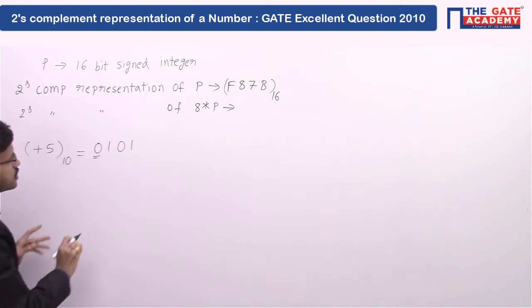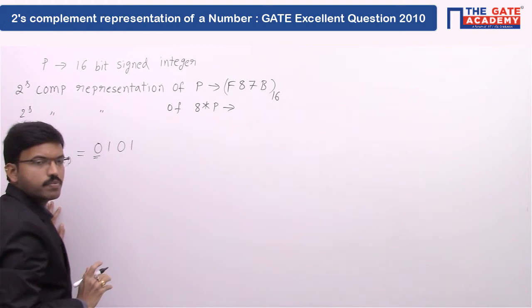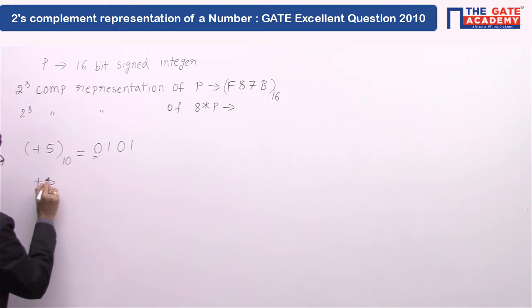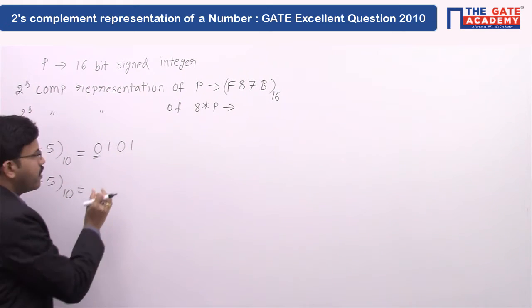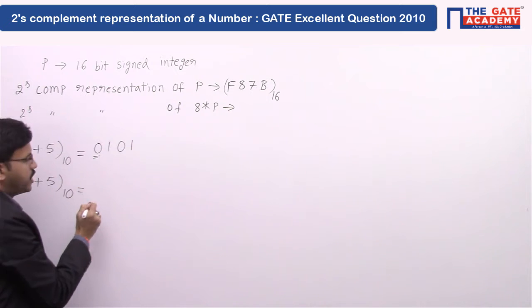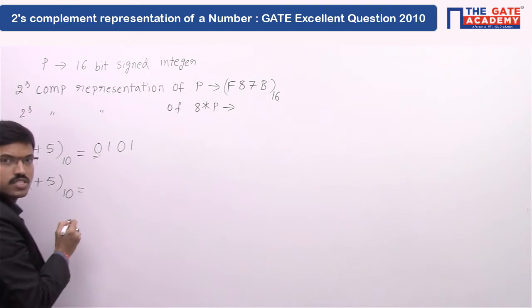Okay, fine. The same number I want to represent in 8 bits. How can I represent plus 5 base 10? Here the sign bit is 0. I will put the same sign bit 4 more times to the left side of this number.